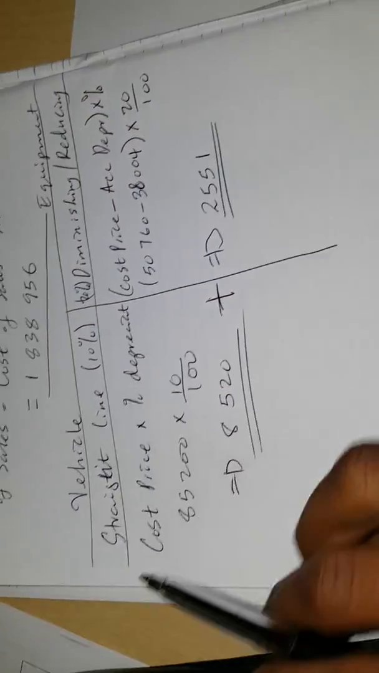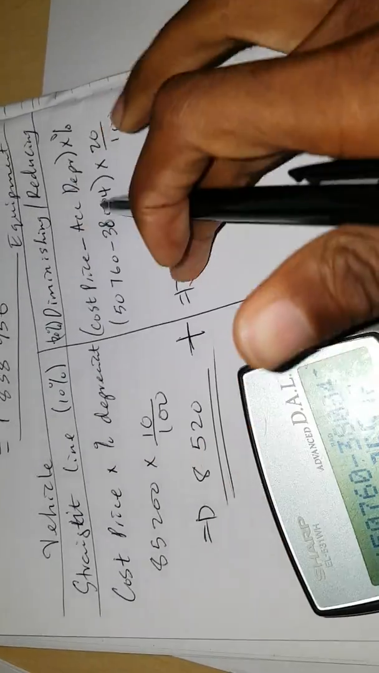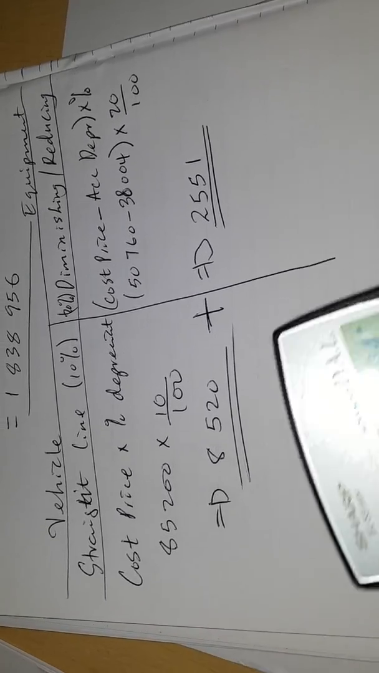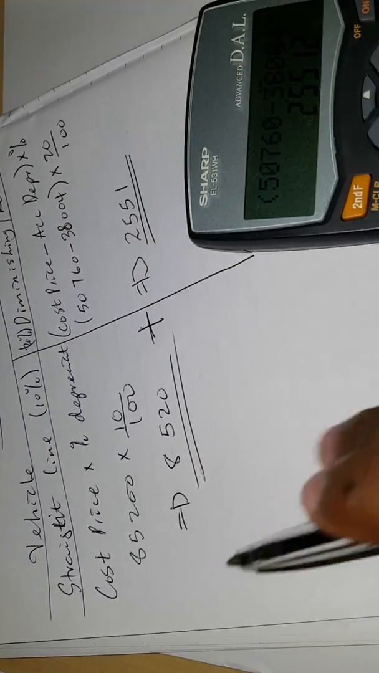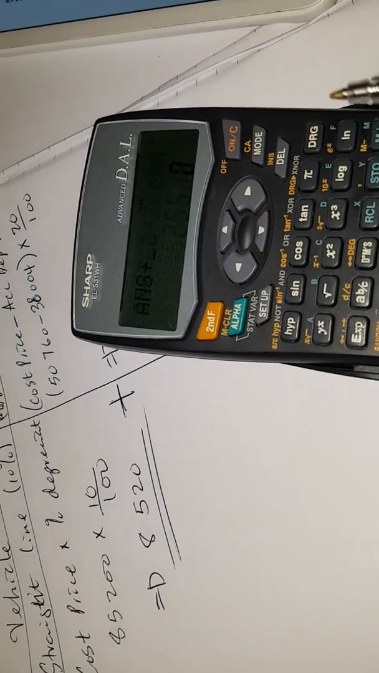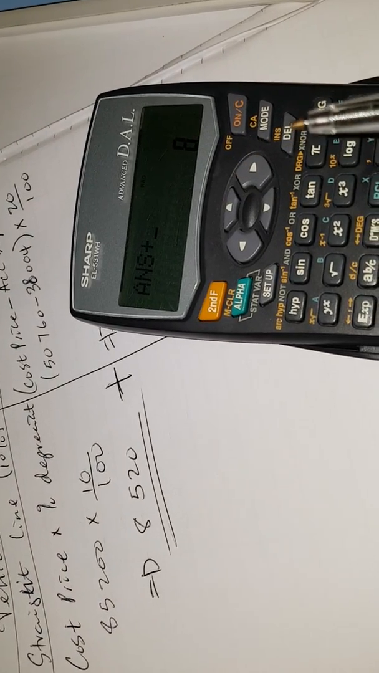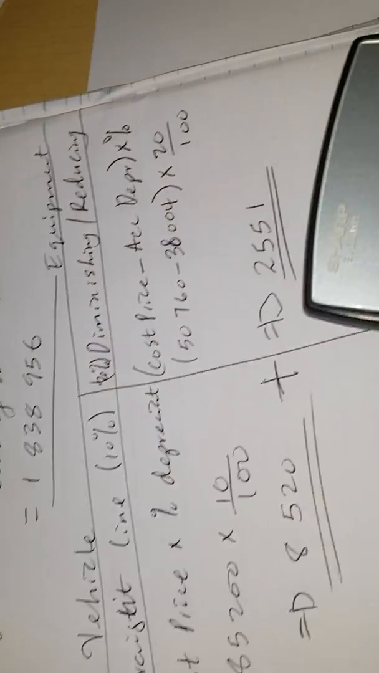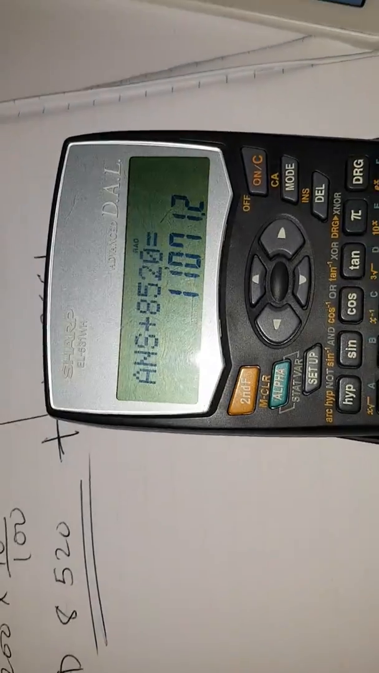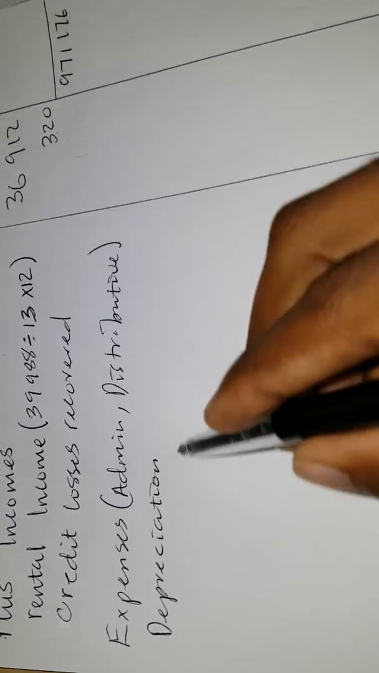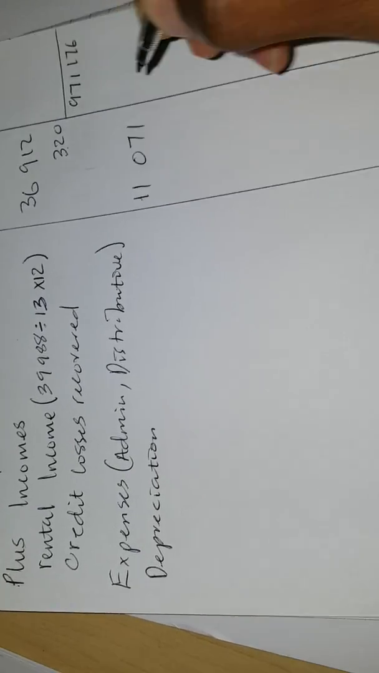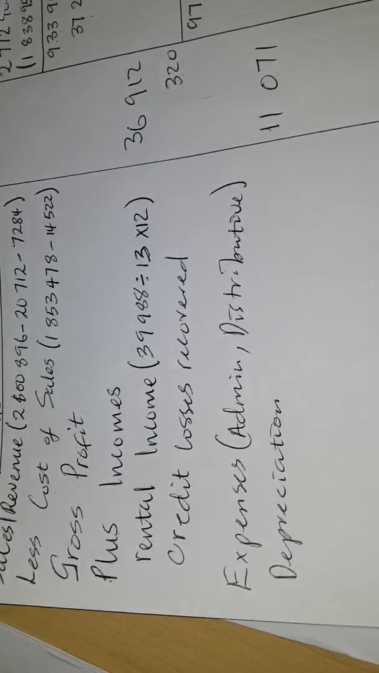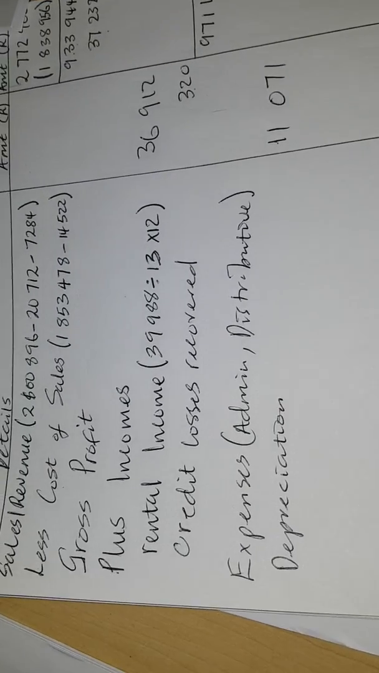Now you add this depreciation. Let's add them. If you add this depreciation, you're going to write that amount on the depreciation. So I will add this amount plus 8,520, and I'll get a depreciation of 11,071. So the depreciation now is 11,071.